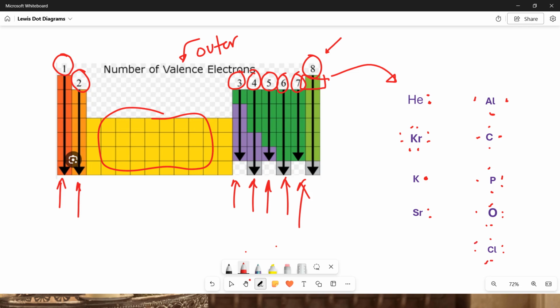Okay, and so real quick before I close out and go to my example videos, when we have a single electron like that, that's called a bonding site. And that's going to be important as we move into building these molecules. And so I just wanted to point that out.